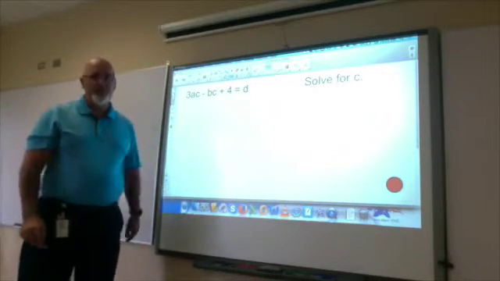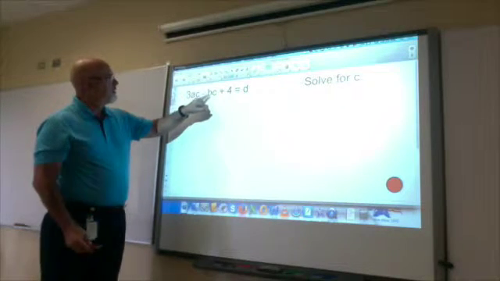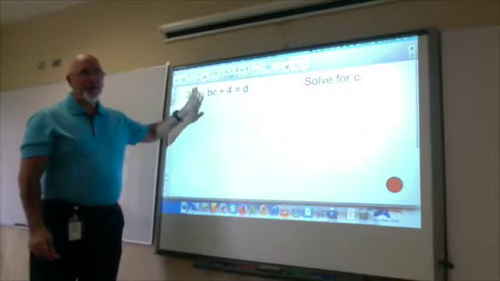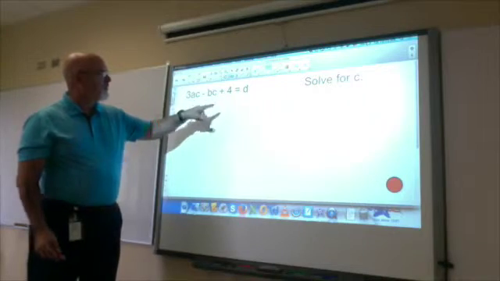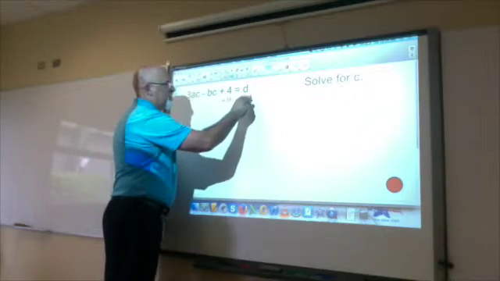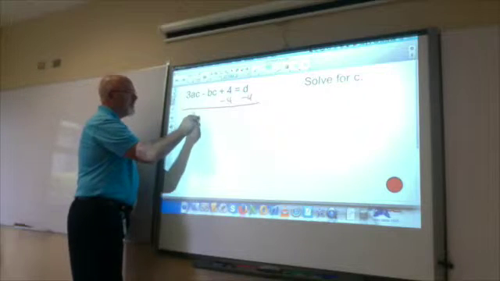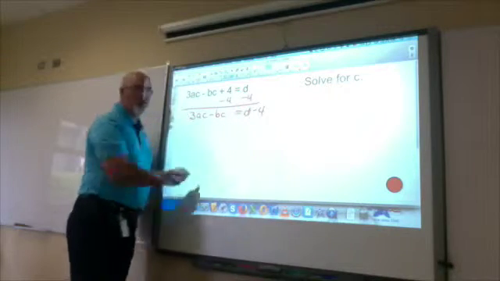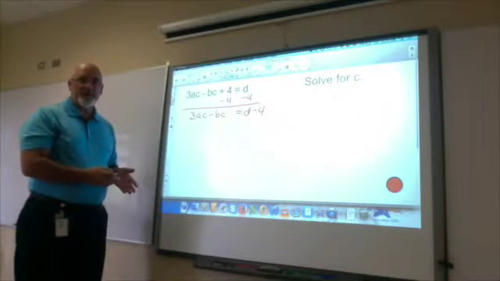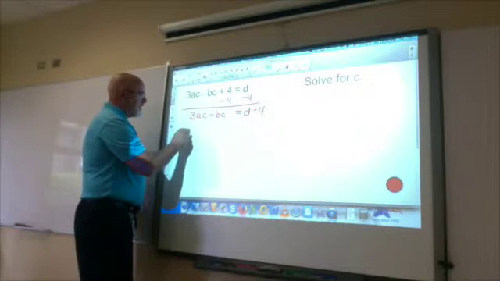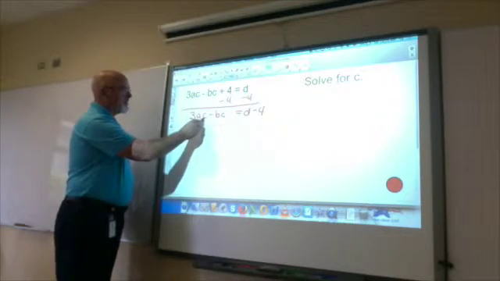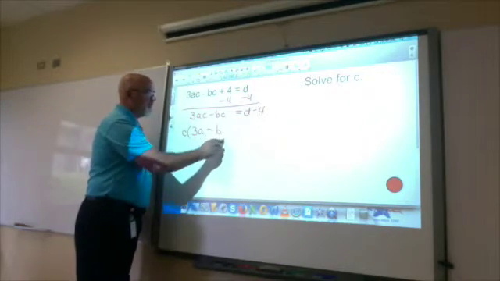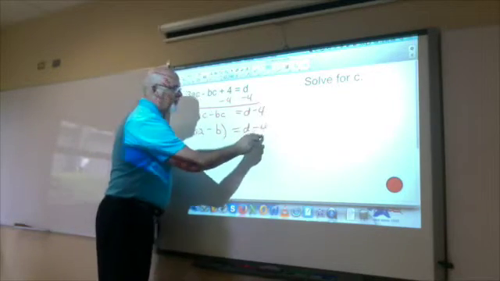Okay, this time we're solving for C. You notice that we've got a C in each one of these, but we've got this 4 here also. We can't factor out the C until we get rid of this 4. So we go minus 4 on both sides. And that gives us 3AC minus BC equals D minus 4. Now we can factor out that C. So we take the C on the outside. When we take out the C from here, we're left with 3A. When we take the C out from here, we're left with B, equals D minus 4.